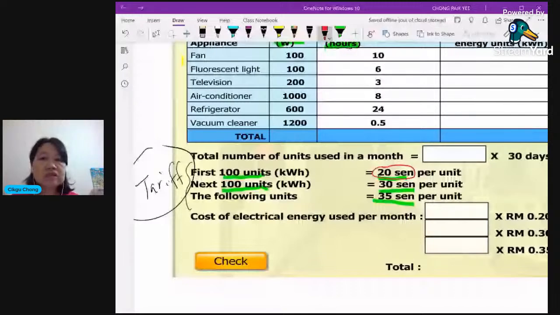When you reach more than the 200 units, let's say your units is 400 something, you cannot count 30 cents already now. The remaining units is 35 cents. Okay, and I'll show you how it works.